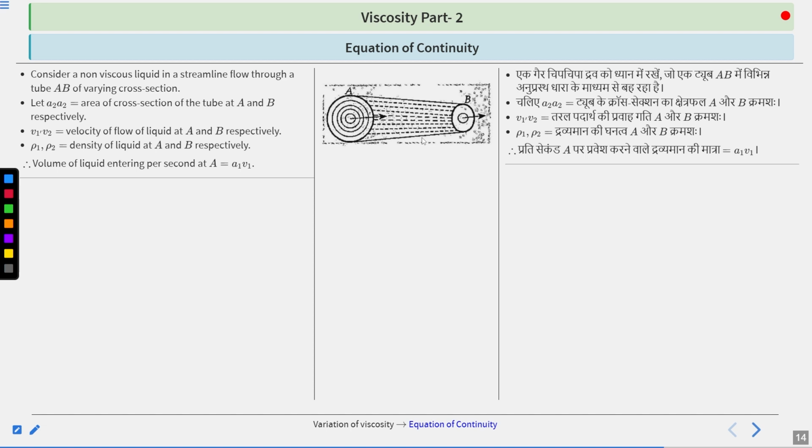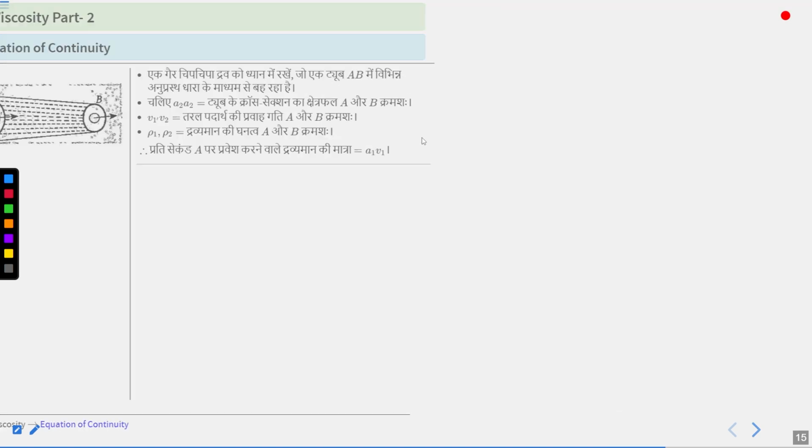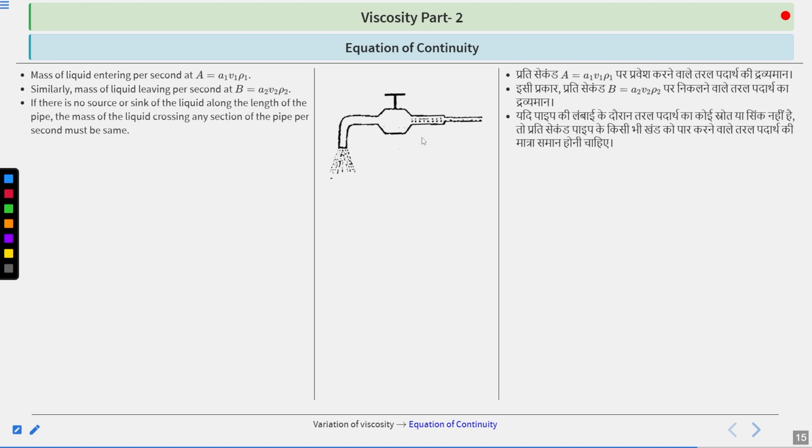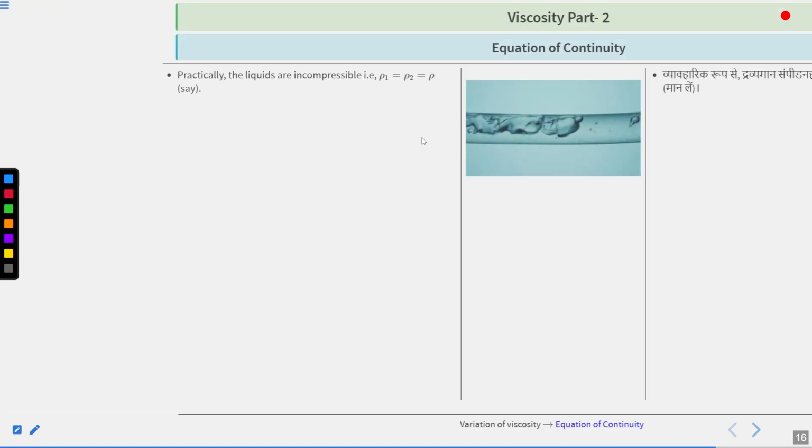Volume of liquid entering per second at A equals A1v1. Mass of liquid entering per second at A equals A1 v1 ρ1. Similarly, the mass of liquid leaving per second at B equals A2 v2 ρ2. If there is no source or sink of the liquid along the length of the pipe, the mass of the liquid crossing any section of the pipe per second must be the same. Thus, we have A1 v1 ρ1 = A2 v2 ρ2.